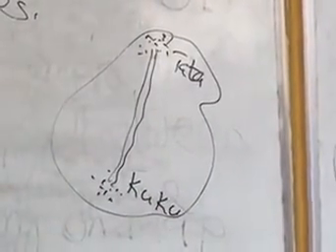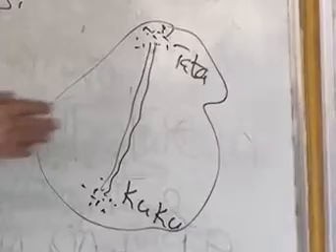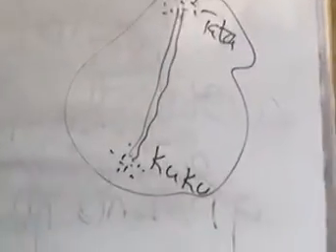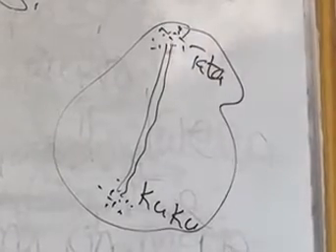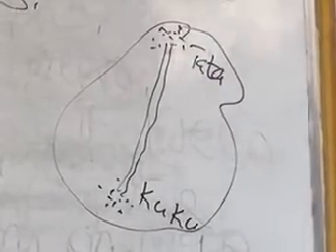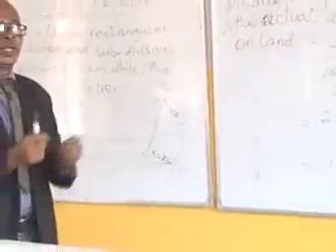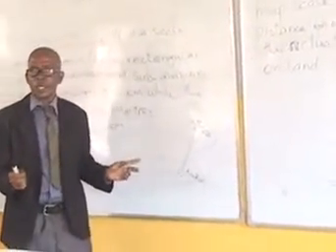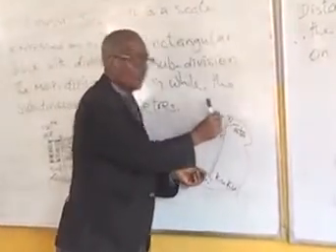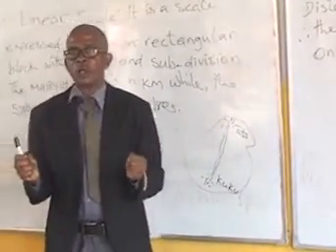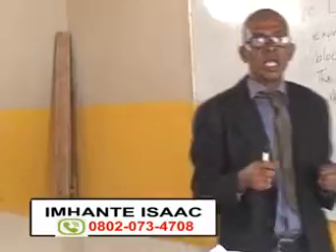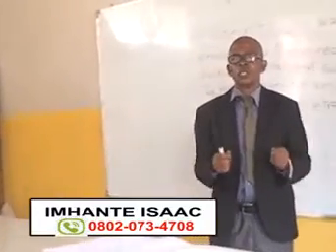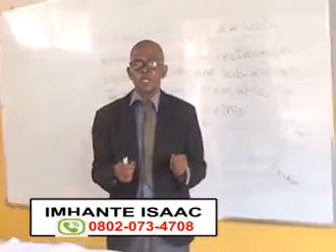We have two hypothetical settlements on the board. You have Tata and Kuku. Then we want to know the distance in kilometers. We pick thread because the road is not a perfect straight line. This is what we measure. We transfer to ruler. On our ruler, it measures 8.2 cm.